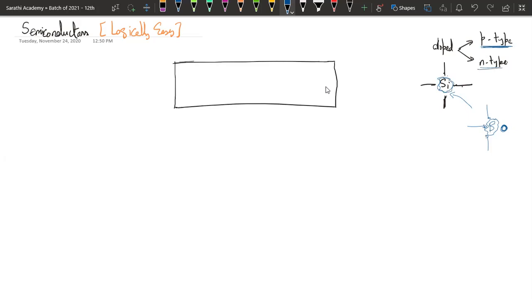Similarly, n-type impurities क्या होता है? Replacing silicon, instead of silicon, what you add? Suppose you add phosphorus. So phosphorus has five valence electrons. So in the crystal structure, it will have four bonds plus an extra electron. So this is called an n-type impurity.